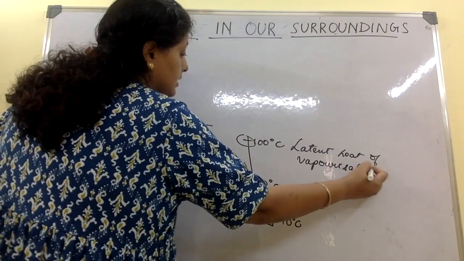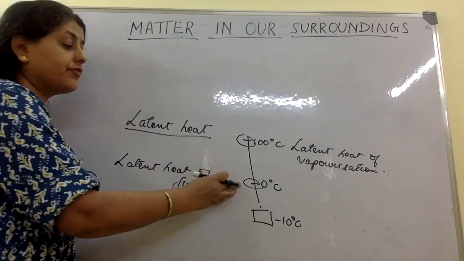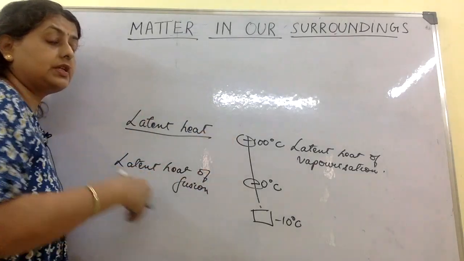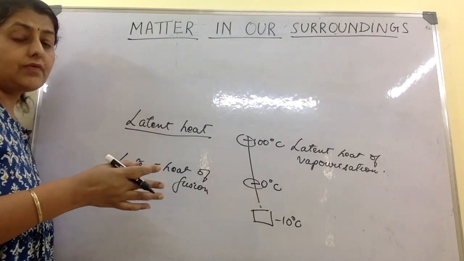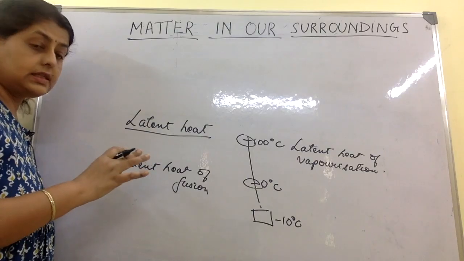Okay, this is latent heat of vaporization. So this is latent heat of fusion when it is melting, the heat absorbed when melting. The heat absorbed when it is changing to vapor is latent heat of vaporization. Okay, so these are the two latent heats.